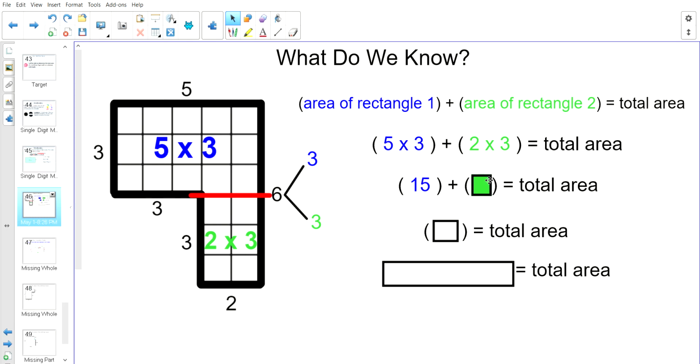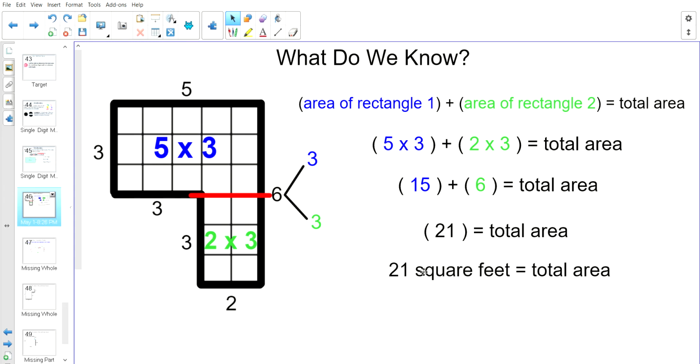2 times 3 equals 6. So the area of the 2 by 3 rectangle, the second rectangle, is 6 square units. If I want to find the total area of the entire shape, I add together 15 square units, the area of rectangle 1, plus 6 square units, the area of rectangle 2, to find the total area. 15 plus 6 equals 21. So the total area of the entire rectilinear figure is 21 square units.